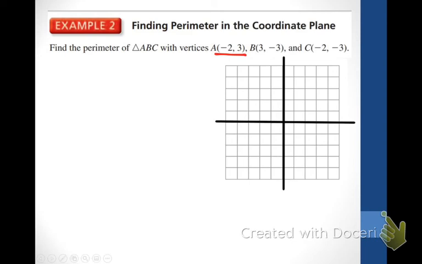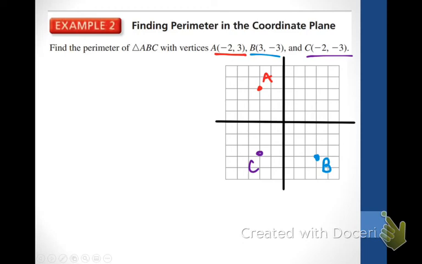We've got point A, which is (-2, 3). So from the origin, -2, this to the left 2, and then up 1, 2, 3. Point B is (3, -3). So from the origin, I'm going to go to the right 1, 2, 3, and then down 1, 2, 3. And then C, (-2, -3): left 2, and then down 1, 2, 3.